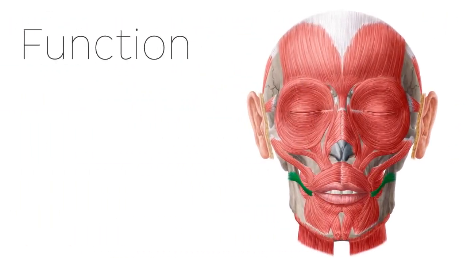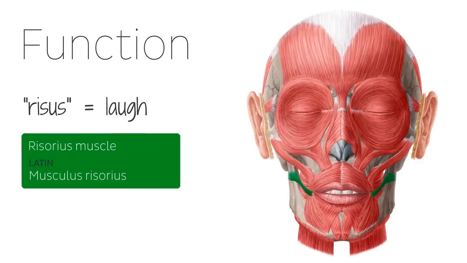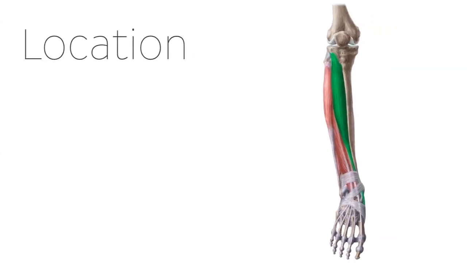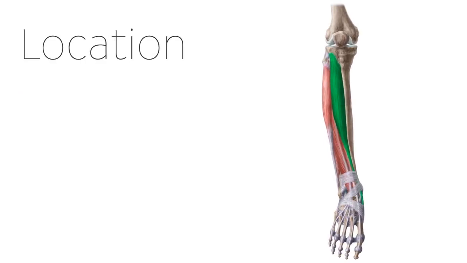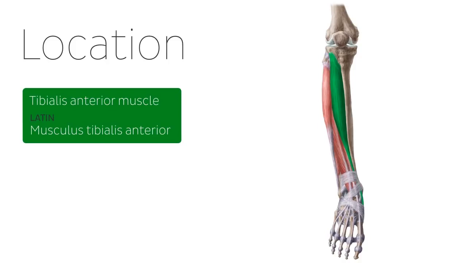And of course, there are also some muscles that have been named according to their function. For example, the Latin word risus means laugh, and therefore the muscle of facial expression that is used when a person is laughing is called the risorius muscle, and this muscle is sometimes simply referred to as the laughing muscle. Finally, some muscles are named according to their location in the body. For example, the tibialis anterior muscle is located in front of the tibia.